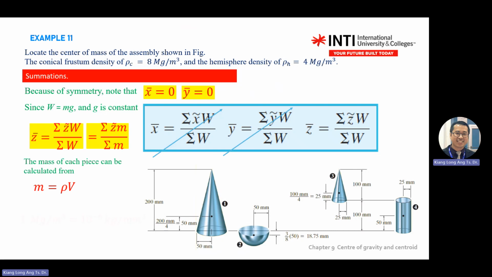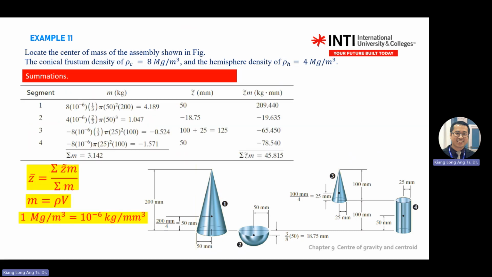So you get this one, dm. You calculate 1 megagram. You need to convert into mm. This one, you are given the unit of density in megagram over meter cube, but in the diagram you are seeing mm. You need to convert into mm. How many kilograms are in 1 meter cube? Okay, so you build the table: segment 1, 2, 3, 4, mass, z, and then multiply z with m. Get the total mass, total dm.